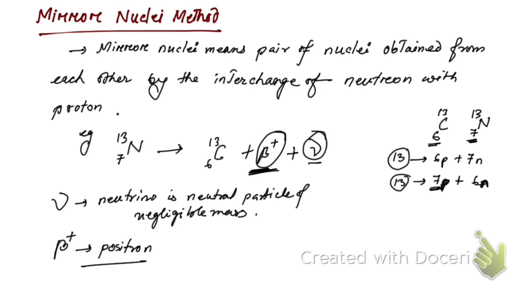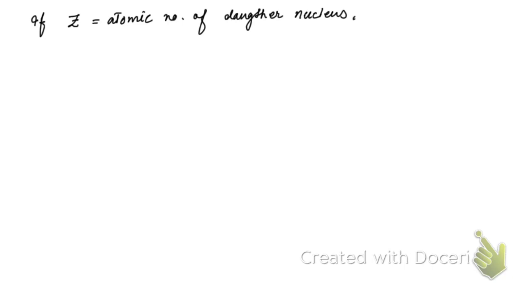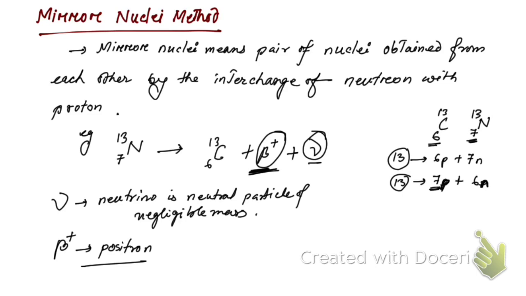Now you see, let me take a new slide. You see, if Z be the atomic number of the daughter nucleus, so that means here we have obtained a carbon nucleus from this nitrogen nucleus, so that's why this is the daughter nucleus and this is the parent nucleus. Okay, so hope you have understood this.